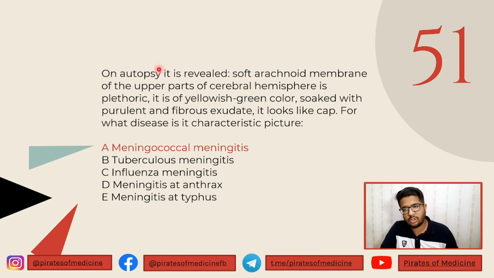Question 51: on autopsy it is revealed soft arachnoid membrane of the upper parts of cerebral hemisphere is plethoric. It is of yellowish green color, soaked with purulent and fibrinous exudate. It looks like a cap. For what disease is it characteristic picture? Now here soaked means it is edematous.